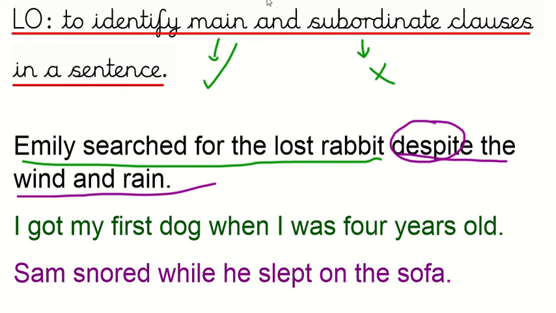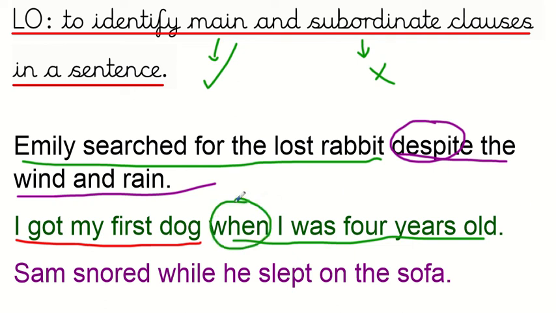Let's look at the next example. I got my first dog when I was 4 years old. Can you spot the main clause? Great work, everybody. It's I got my first dog. The main clause makes sense on its own, and it has a subject and a verb. When I was 4 years old is a subordinate clause. It does not make sense on its own, but it does contain a subordinate conjunction.